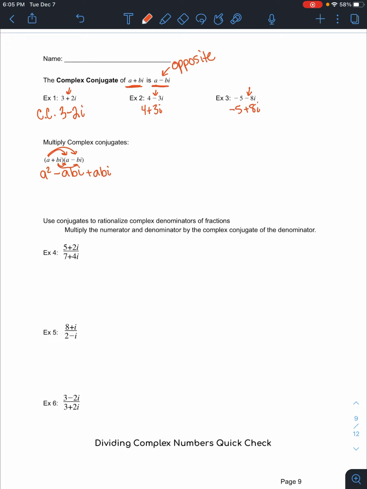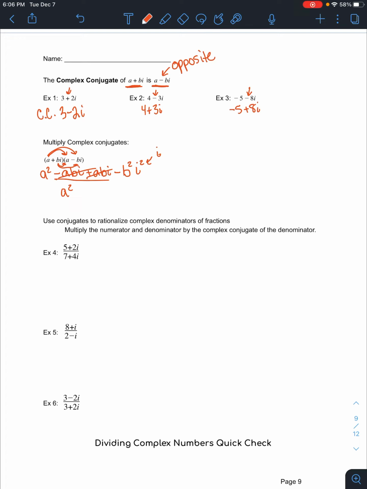And then bi times negative bi would be, positive times a negative is a negative. B times b is b squared. I times i is i squared. And then let's go ahead and combine our like terms. Well, I have minus abi plus abi. So if I'm subtracting and adding the same thing, these undo each other and they go away. And I'm left with a squared here.